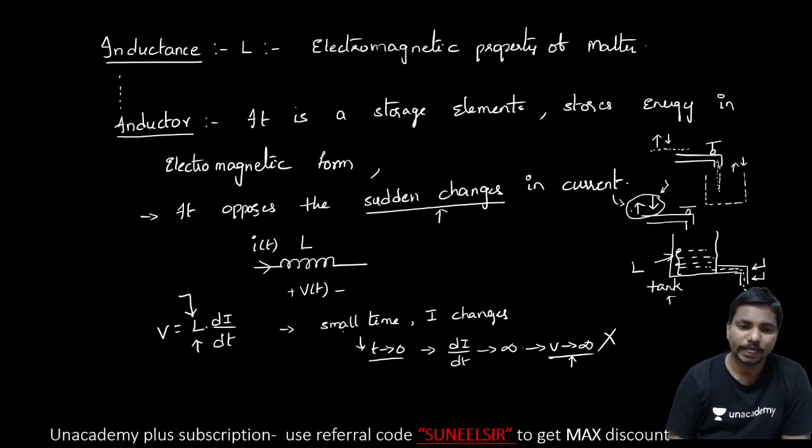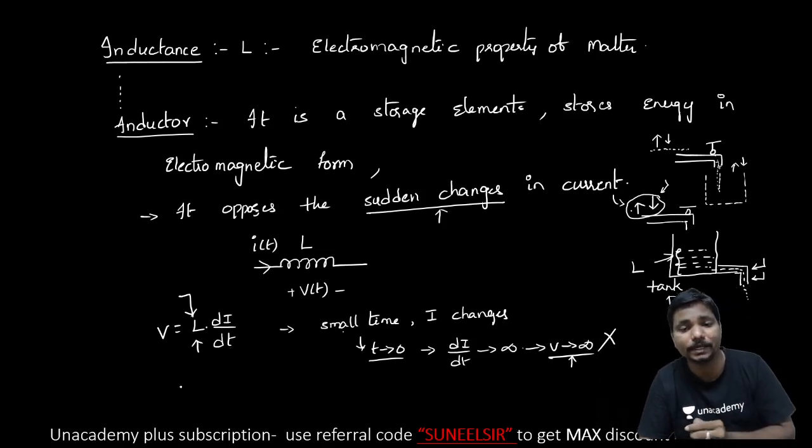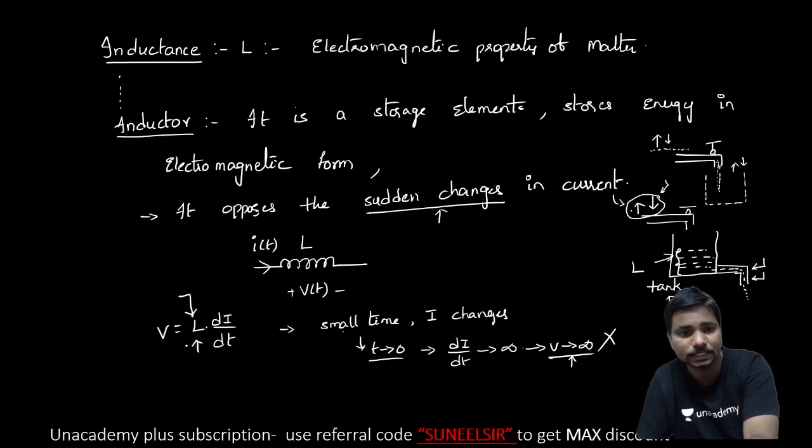So V is equal to L di by dt. If the current changes in a small duration, then voltage must be infinity, but it is not happening. It means there is only one element here, that is the inductor. The inductor opposes the sudden changes in current.